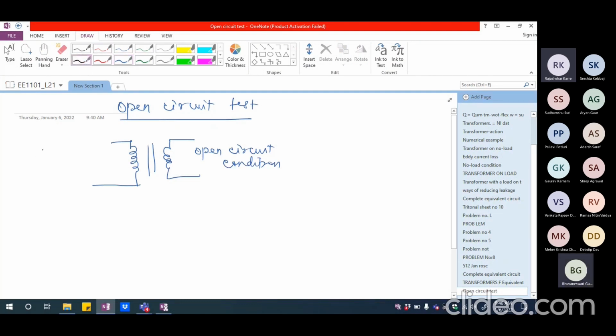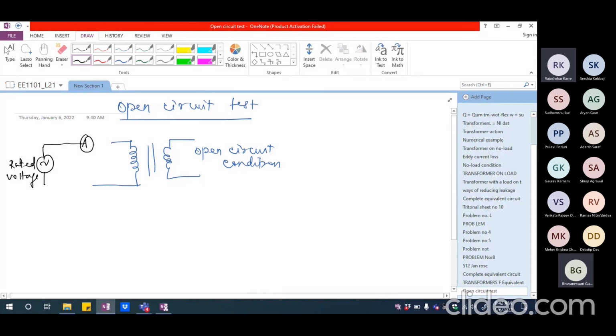Under this condition, I'm going to apply rated voltage. So this voltage is going to be rated voltage. When I apply rated voltage, I can check what is the kind of current that is being drawn. I'm going to measure the current that is actually being drawn by the transformer. So this is an ammeter. Please remember it is an AC ammeter.